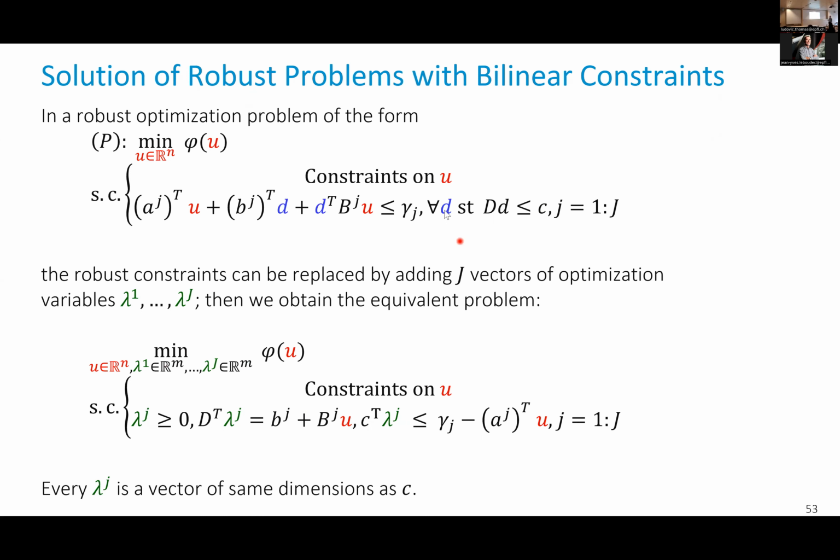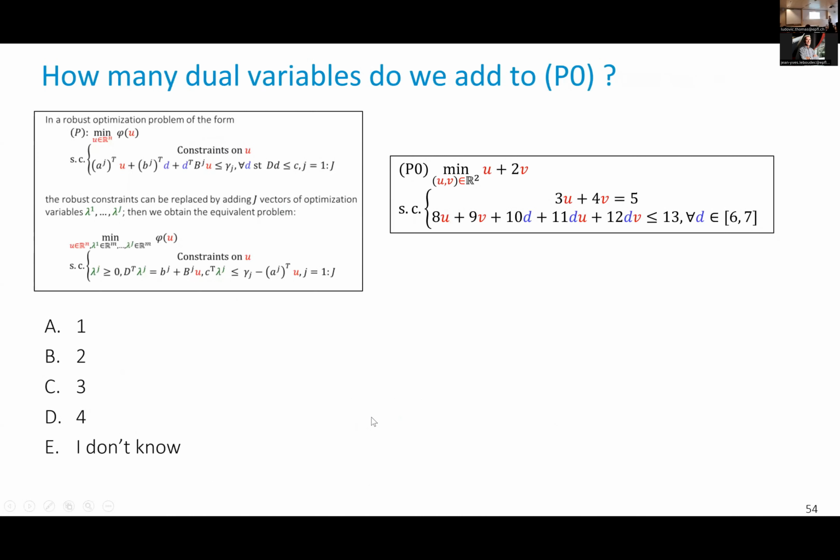Now, the bad thing is we have lost completely the overview of what the original problem is, but they capture, in some sense, the shadow costs of all those robust constraints here. If we do this to our original problem, the little toy problem I had here, this is my problem with optimization variable of dimension 2, the disturbance of dimension 1. How many dual variables do we add to this problem when we remove the quantifier?